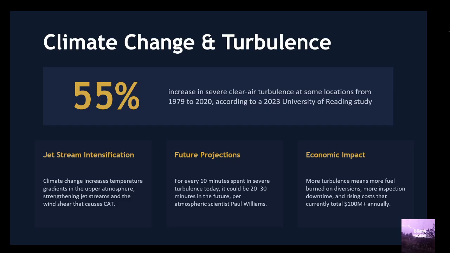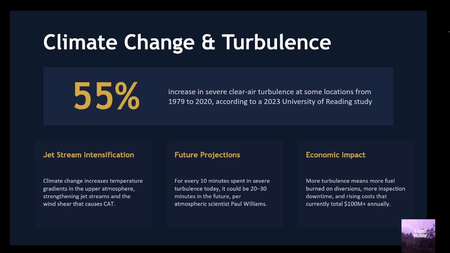Climate change and turbulence. 55% increase in severe clear air turbulence at some locations from 1979 to 2020, according to a 2023 University of Reading study. Jet stream intensification. Climate change increases temperature gradients in the upper atmosphere, strengthening jet streams and the wind shear that causes CAT.